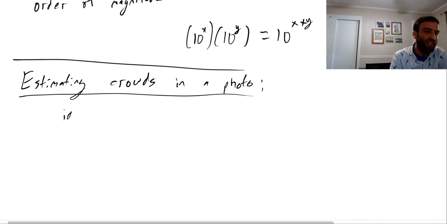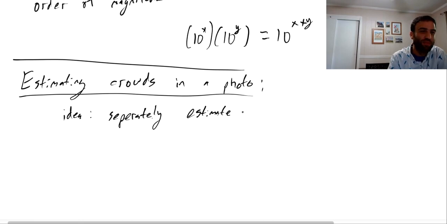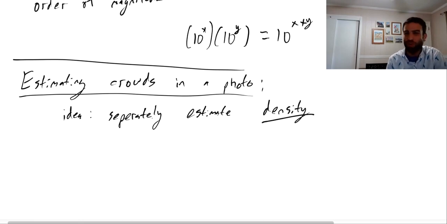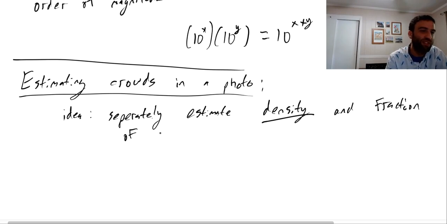So our idea is to separately estimate the crowd density. And here, I mean people per, say, amount of area, not volume, since they're not stacked up into the air. So we'll estimate the crowd density and the fraction of area, the fraction of the National Mall that's covered.